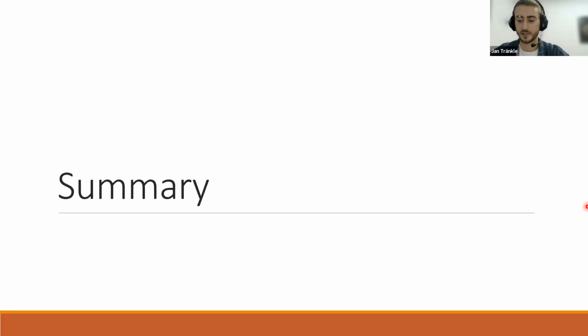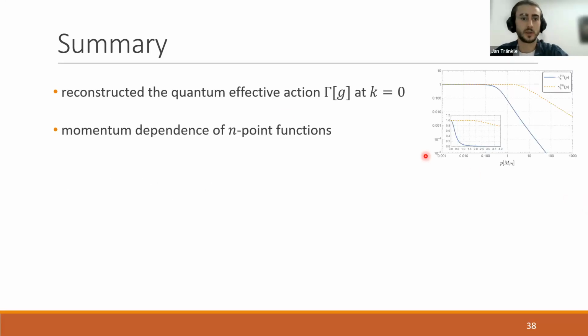Okay, and with this, I'm already coming to my summary. So what have we done? We reconstructed the full quantum effective action gamma of g at vanishing cutoff k equals 0. And this we have done by computing the momentum dependence of the n-point functions, so in particular of the 3 and the 4-point function. And here, as a reminder, I'm showing the plot where you see the momentum dependence of the couplings of the 3 and 4-graviton vertex with a classical regime in the infrared and this asymptotically safe scaling regime in the ultraviolet.